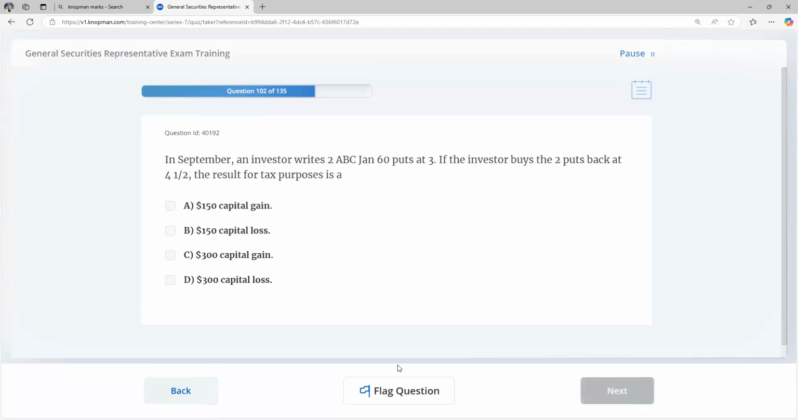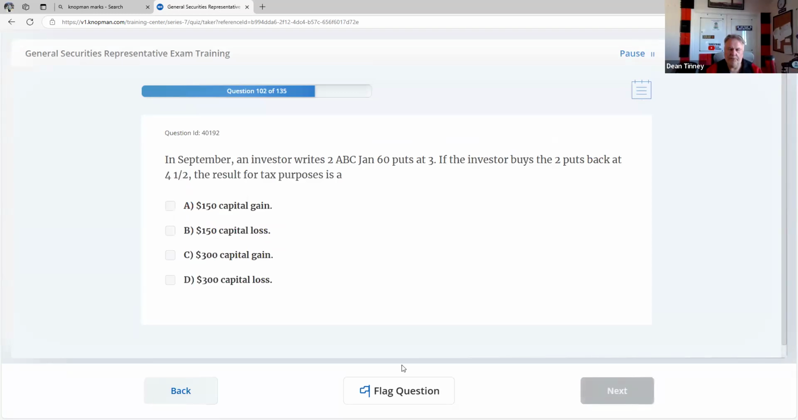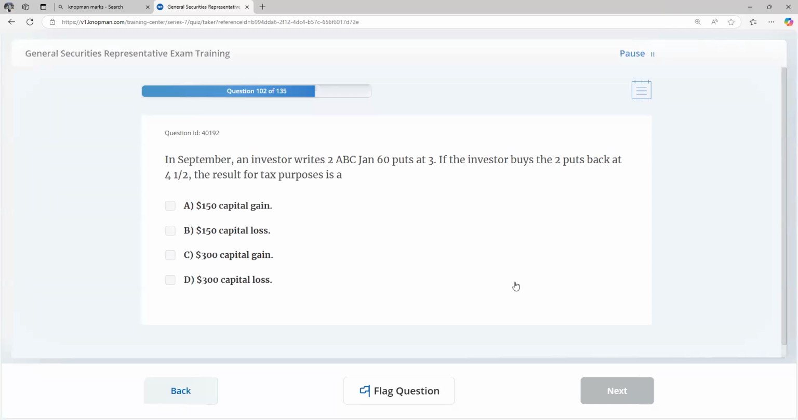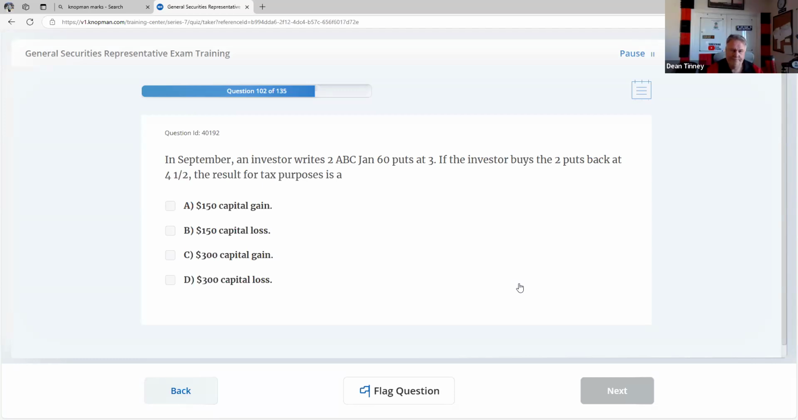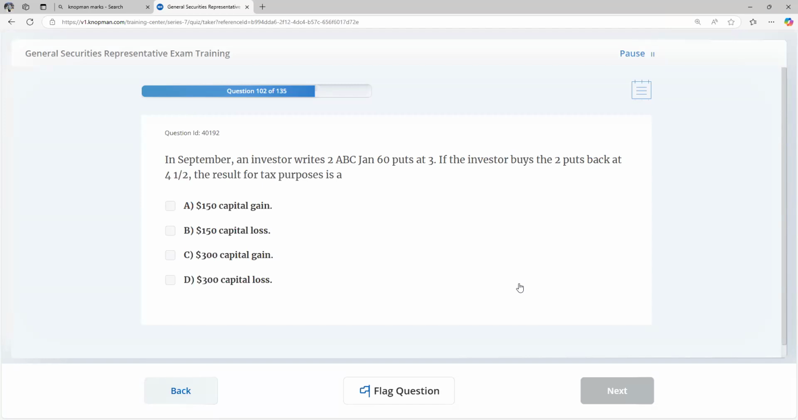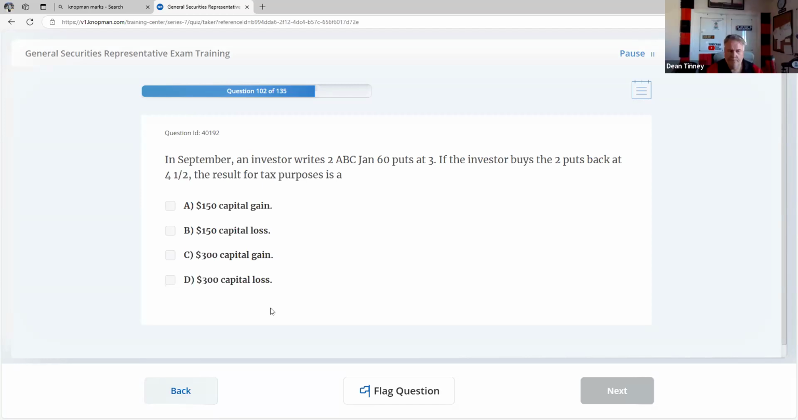In September, an investor writes two ABC January 60 puts at 3. If the investor buys the puts back at 4.5, the result for tax purposes is... Part of me wants to say it's 150 capital. Well, remember though, you got two of them. Yeah, so 300 capital loss. There you go. Boom.